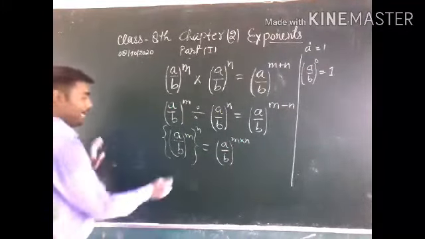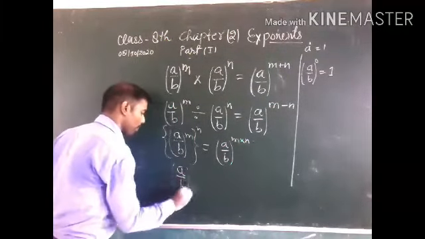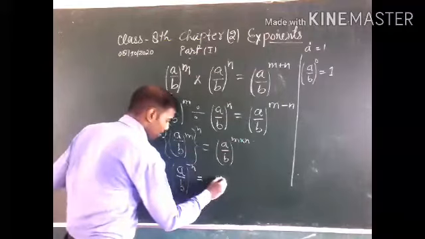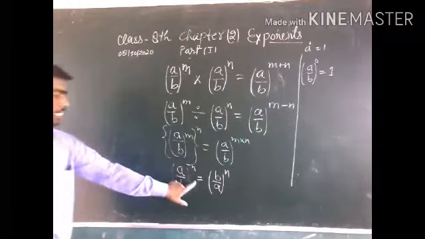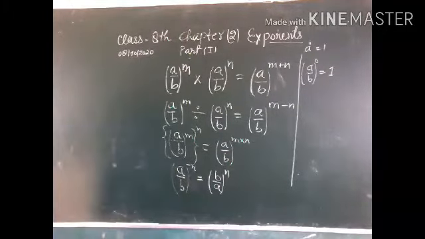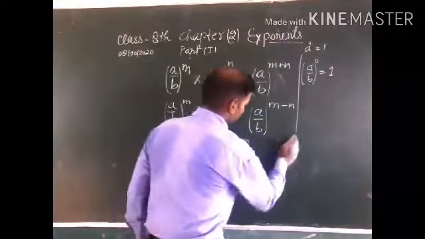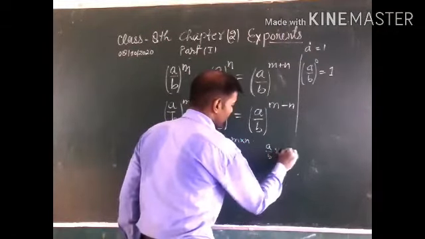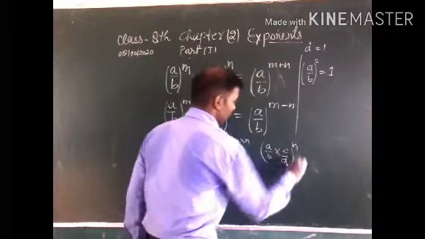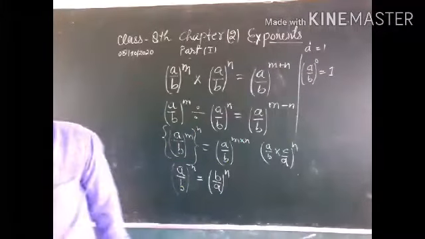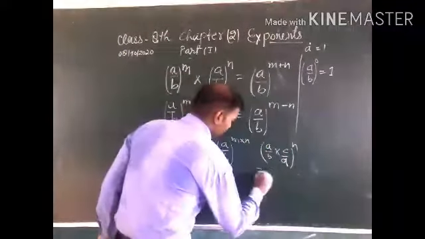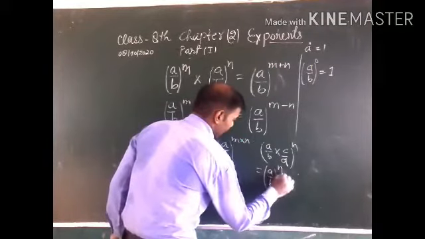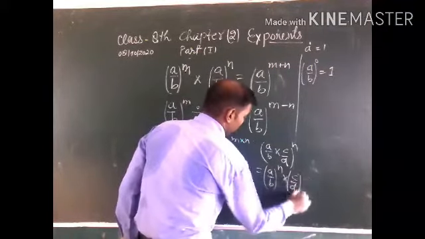And the next formula: (a/b) to the power minus n can be written as (b/a) to the power positive n. And another formula is (a/b) into (c/d) to the power n, which is equal to (a/b) to the power n into (c/d) to the power n.